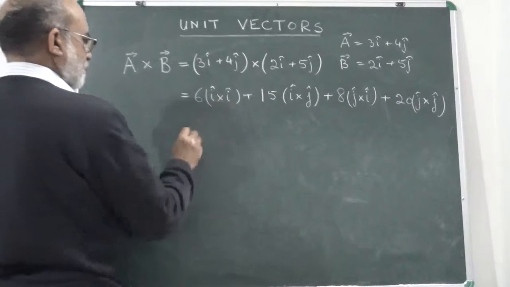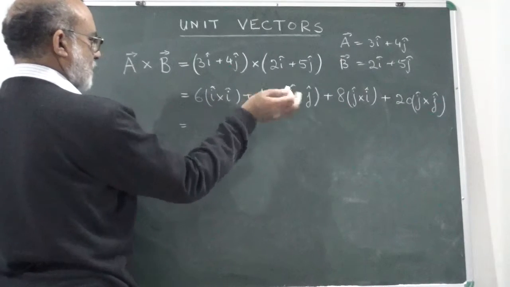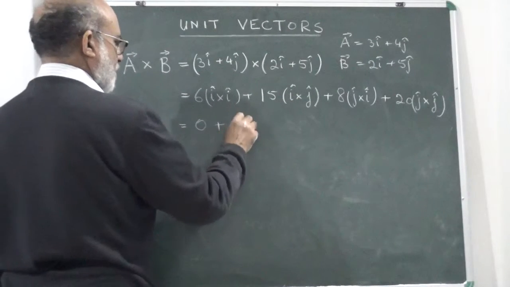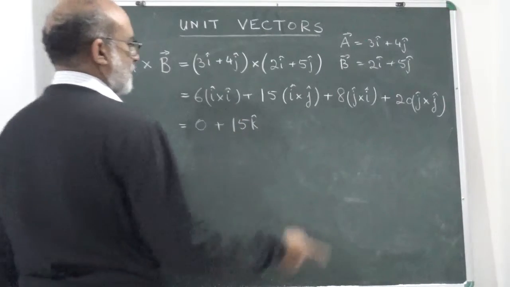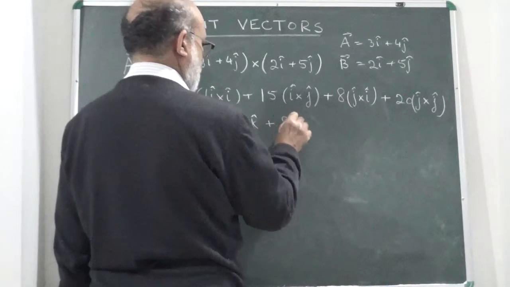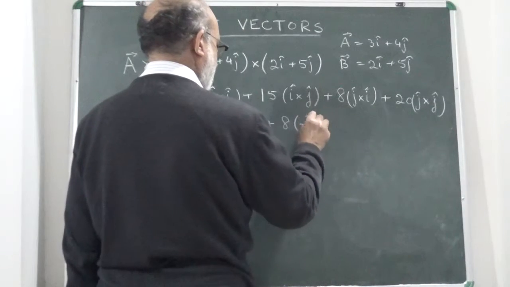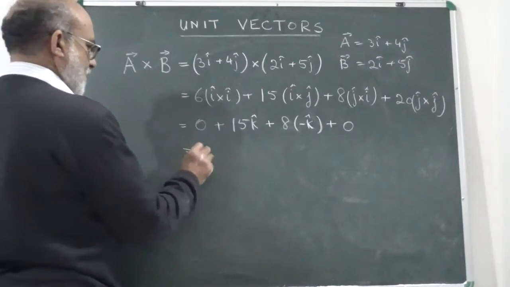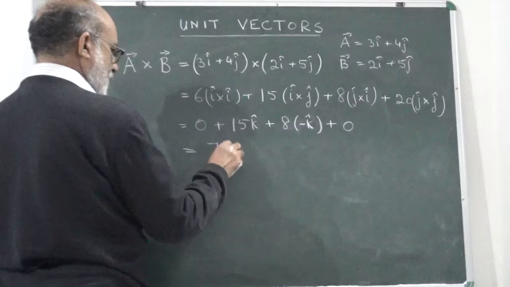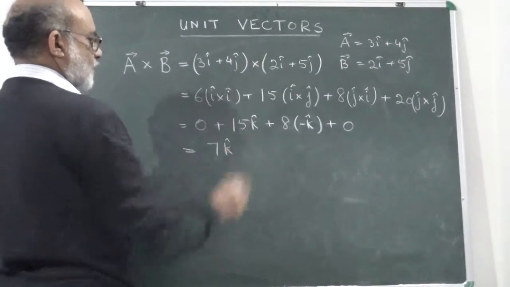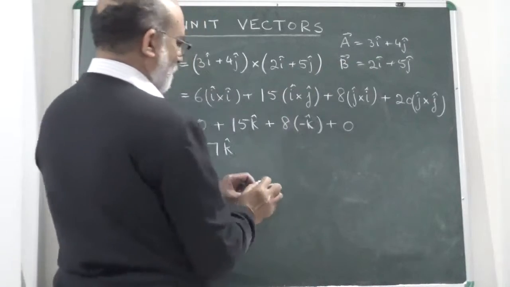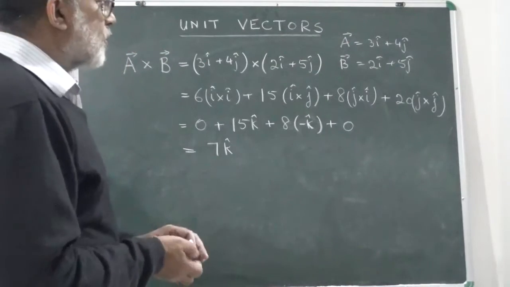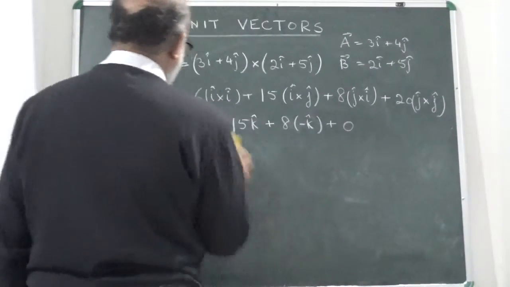The i cross i means 1 into 1 into sine 0, that is 0. i cross j gives you k, so it is 15k, and j cross i gives you minus k, and j cross j is equal to 0. So it is 15 minus 8, that is 7. The cross product of these two vectors results in a vector which is perpendicular to the plane, outside the board, having magnitude 7. So this is the way to do it.